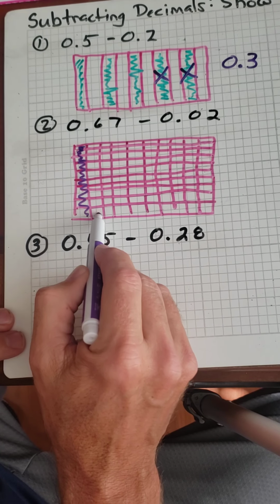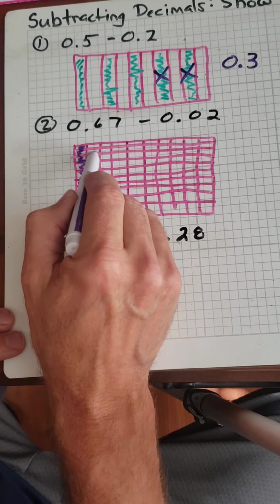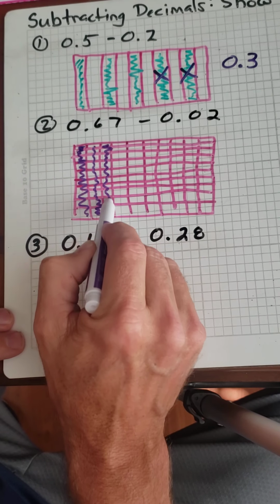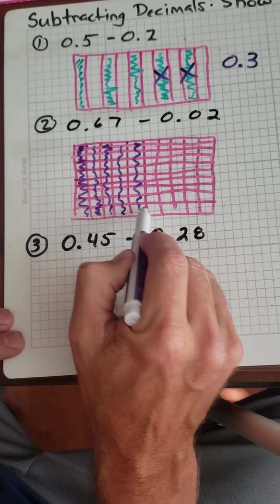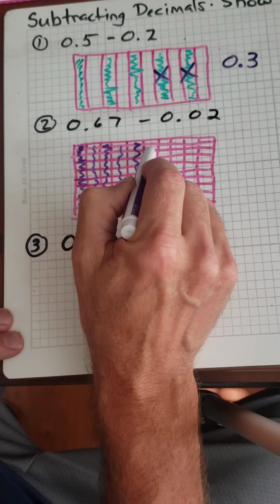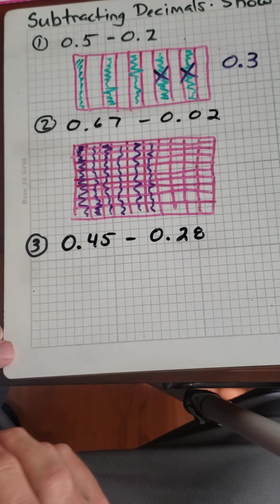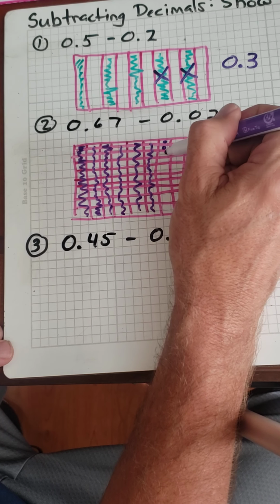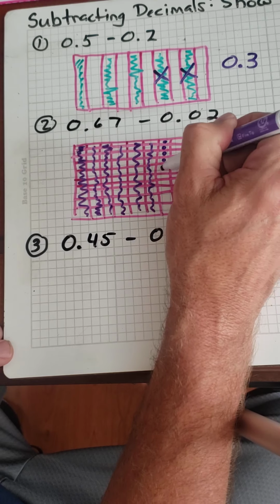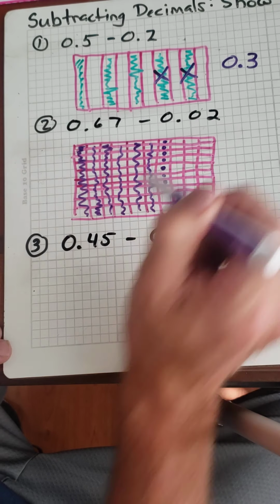There's 1, 2, 3, 4, 5, and 6. So there's my 6/10. Now I need 7/100. So I go 1, 2, 3, 4, 5, 6, and 7.